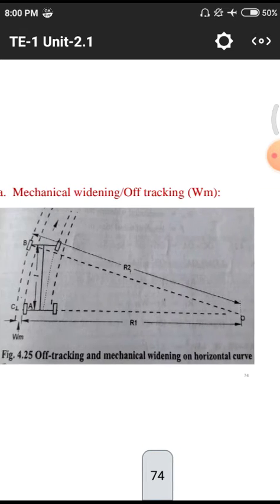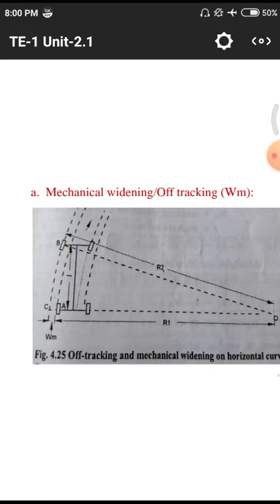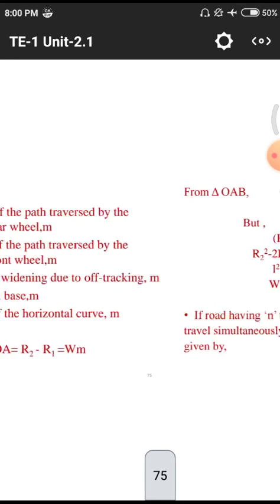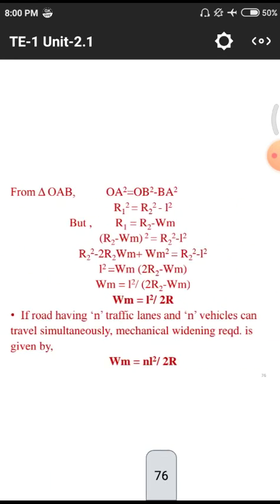In mechanical widening, we have these curves, that means the inner curve and outer curve, R1 and R2. By using this, we provide the equation: mechanical widening Wm equals NL square by 2R. This equation forms from a simple trigonometrical principle, that is, side square plus side square equals hypotenuse square. By using this, we derive the equation, mechanical widening equals NL square by 2R.